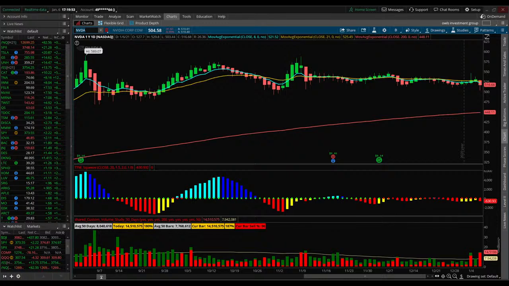Iron condors is actually really good. So iron condors, there's four legs. There's four strike prices. Okay. You're buying a put on the first strike. You're selling a put on the second strike. You're selling a call on the third strike. You're buying a call on the fourth strike.